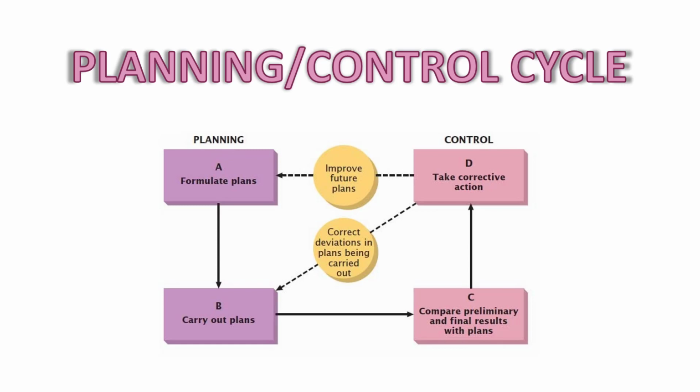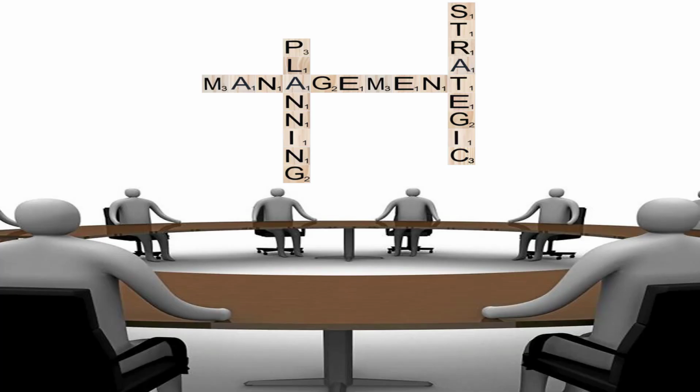But as simple as it sounds, that's it. That's the planning control cycle. Create a plan, carry it out, make sure that you can do some type of measuring where you're comparing your results, and then based on those results, take some type of corrective action when needed, either by improving on your plans for the future or deviating from the plan that's being carried out to make sure that you're achieving those goals. Well, that is it for this discussion on the planning phase in our management process.